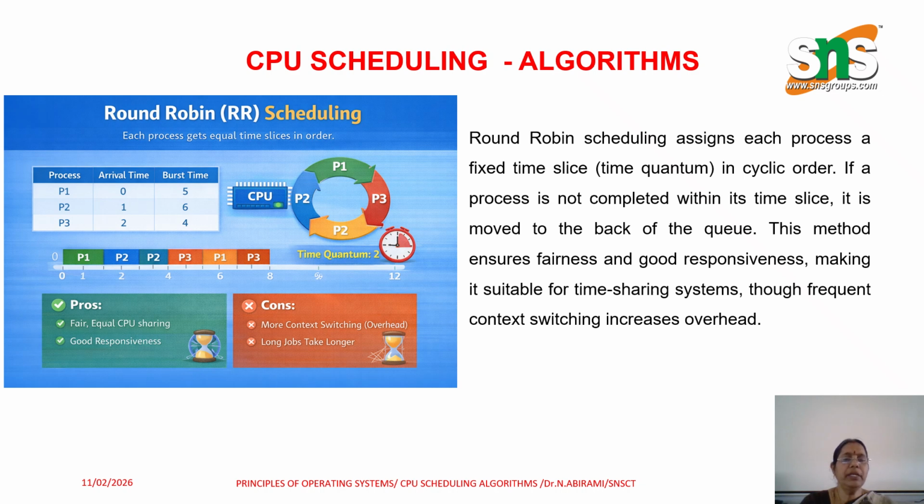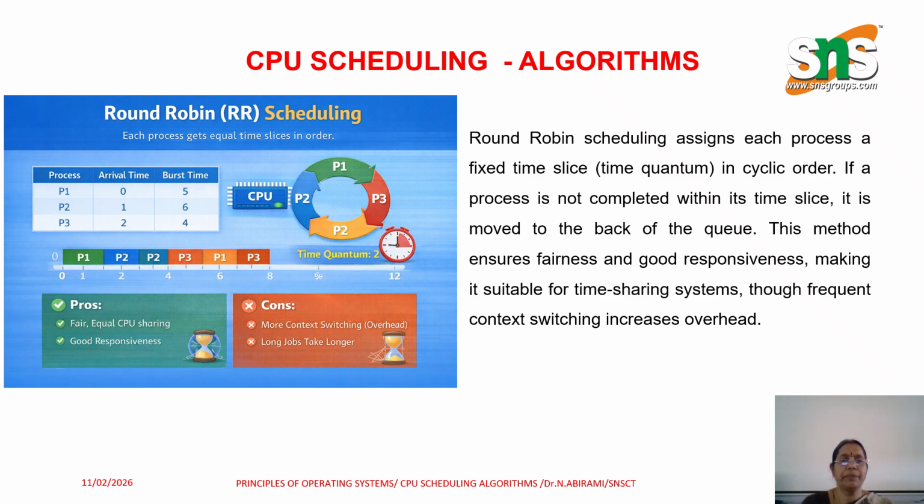An example quoted here is the three processes P1, P2, P3 arriving at time 0, 1 and 2. The burst times for the processes are 5, 6 and 4. The time quantum given here is 2. That means each process is allowed to use the CPU for only 2 milliseconds. And once the time elapses, it is moved to the tail end of the queue. And the total time taken for the processes to complete is shown as a typical example in the figure.